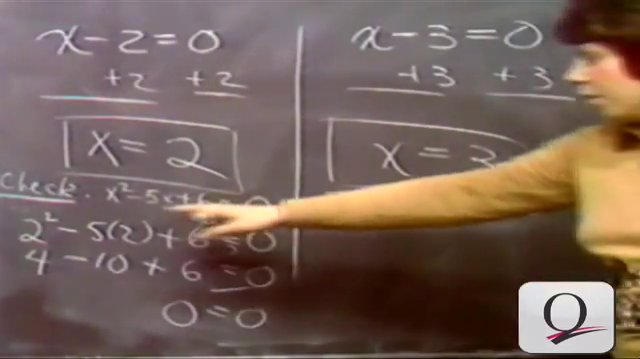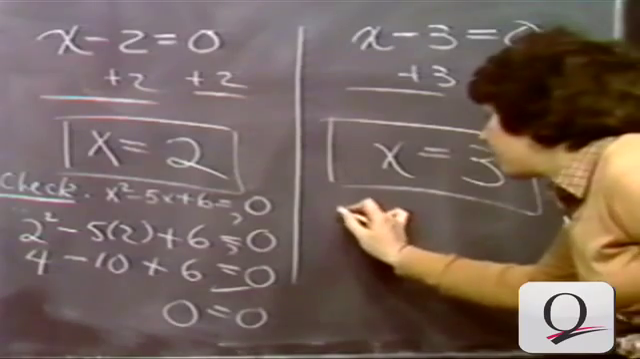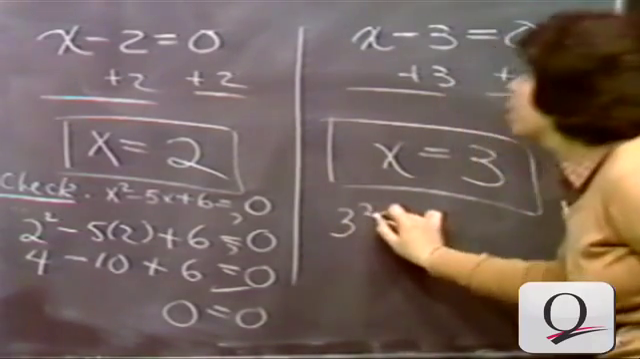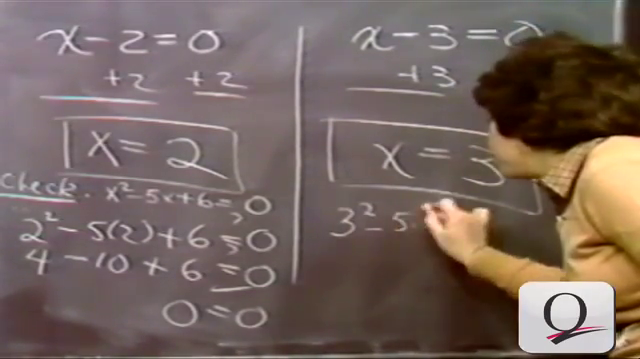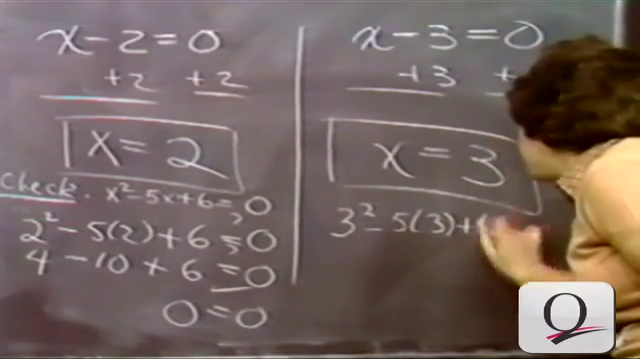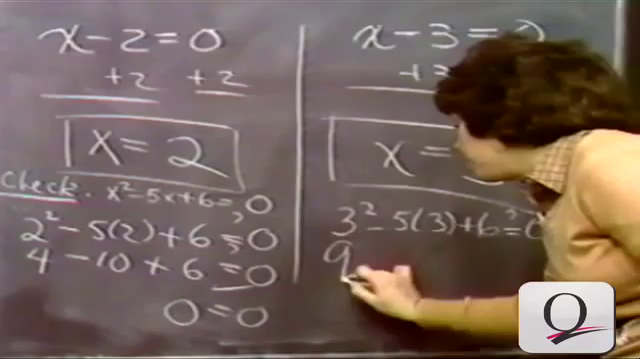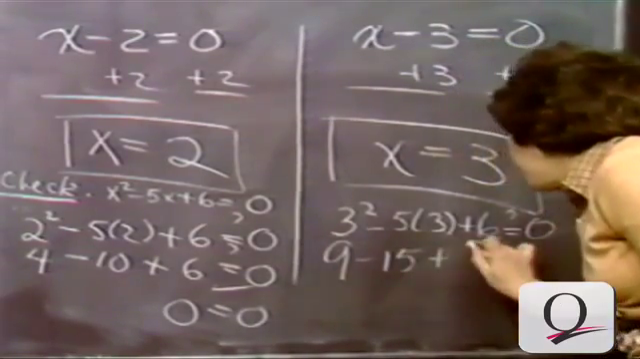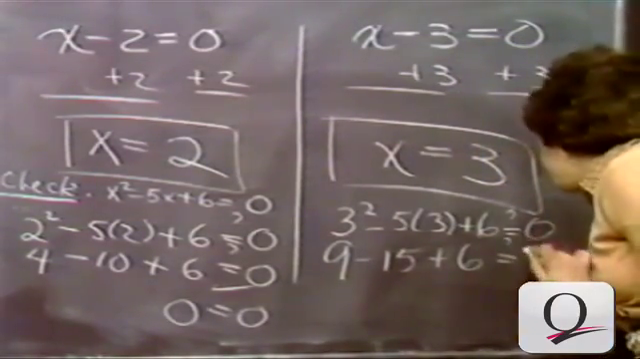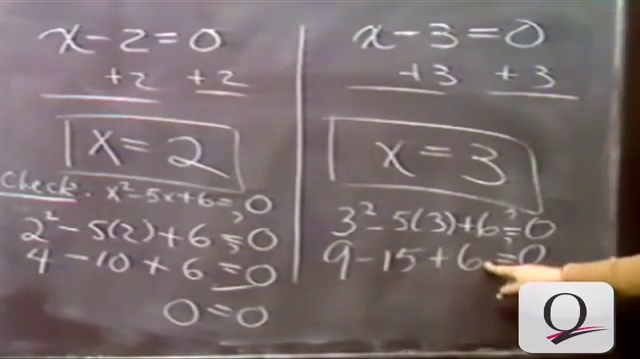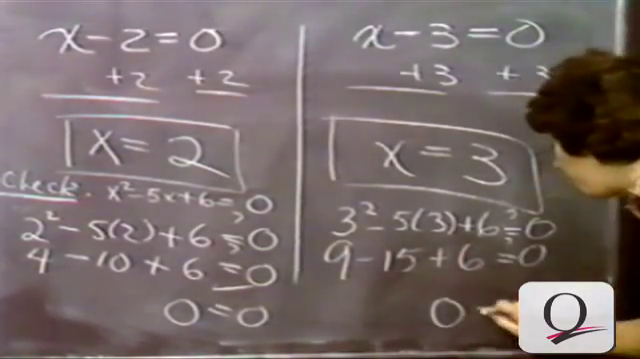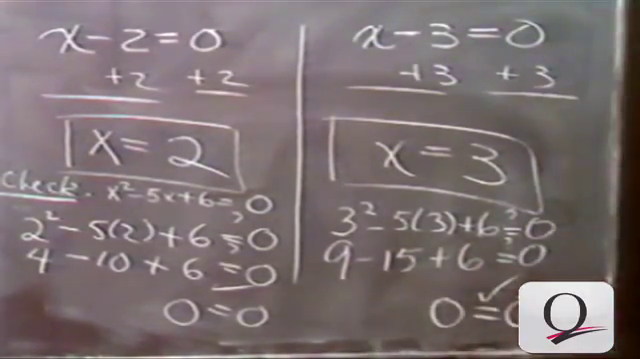Let's look over here at x equals 3. Once again, substituting into the original equation, we get 3 squared minus 5 times 3 plus 6 should be equal to 0. 9 minus 15 plus 6 should be equal to 0. 9 and 6, that's 15 minus 15, 0 equals 0, and it checks out.